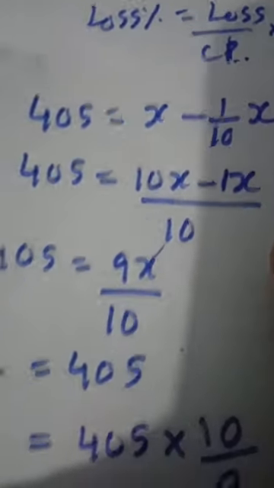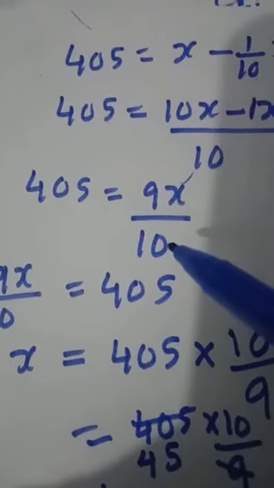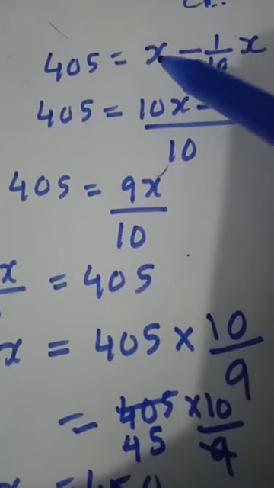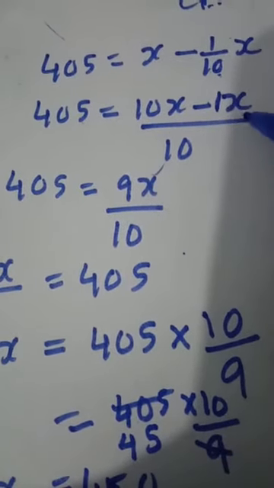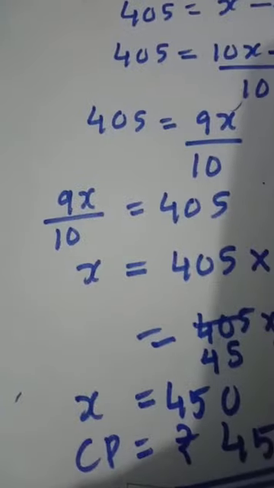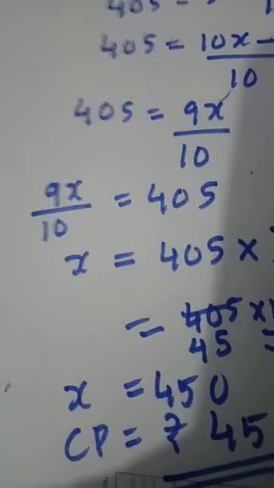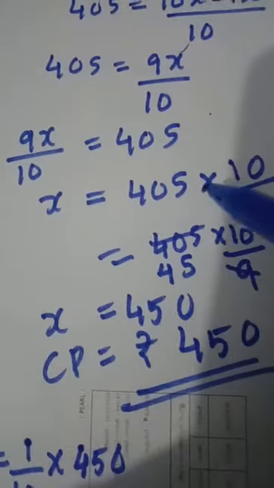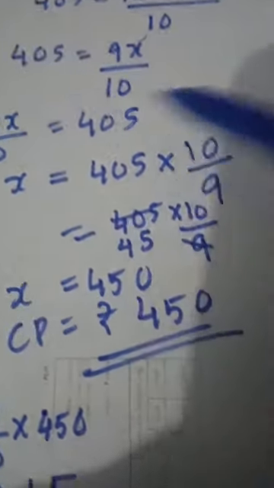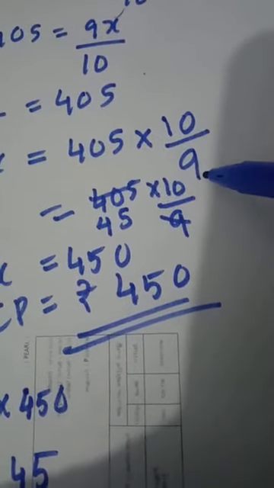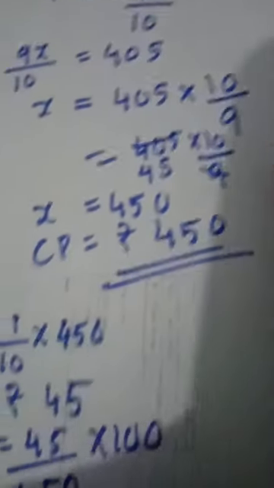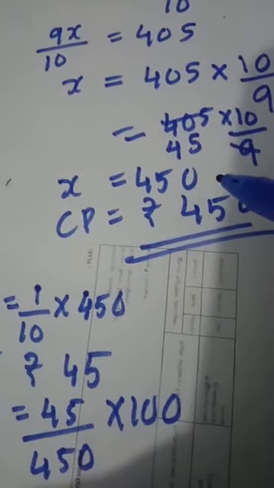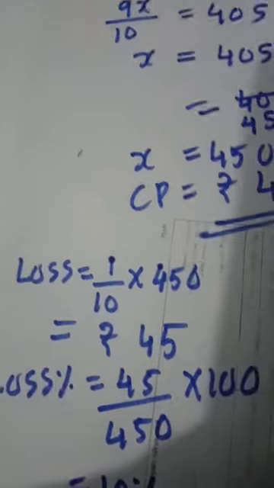So X minus 1 by 10X is 9X by 10. Cross multiply: 10 into X, 10X minus 1X by 10. So 9X by 10 is equal to 405. X is equal to 405 into 10 by 9, since the 9 by 10 goes to the opposite side. So 450. X is 450.